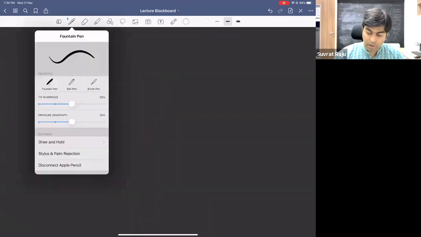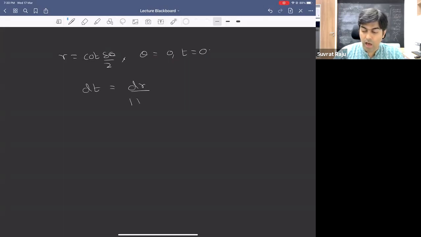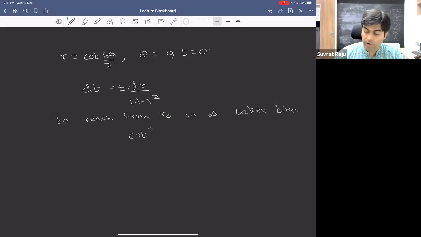So let's consider some point which is sitting at R equal to cot of delta theta by 2, and it's sitting at theta equal to 0 and t equal to 0. Okay, and the question is, how fast can it reach the boundary? Remember that a light ray has to move along dt equals dr by 1 plus r squared. This could be plus or minus. It could either move forward in time or it could move back in time. And therefore, a light ray to reach from R naught to infinity takes a time which is just given by cot inverse of R naught. Okay? That just comes from integrating the expression that we have here.